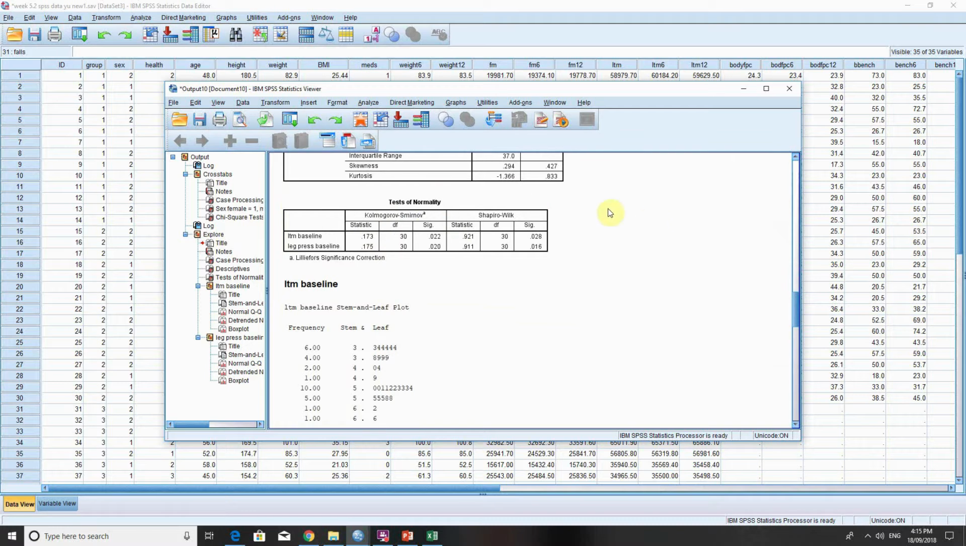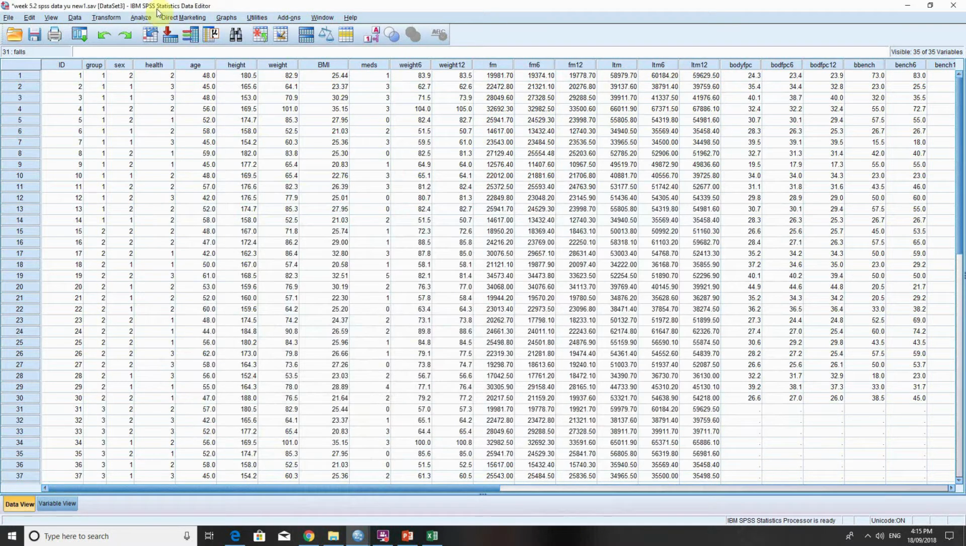Now n is less than 50, so we're looking at the Shapiro-Wilk value. As we can see, we have a significant result for both LTM baseline and leg press baseline. So that means we need to be running a Spearman's correlation rather than a Pearson's. So even if one of these was significant and the other one wasn't, we would still run a Spearman's, because as soon as one variable violates normality, we need to move to non-parametric testing. So now I know I need to do a Spearman's.